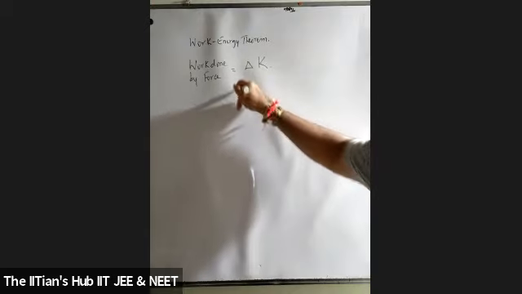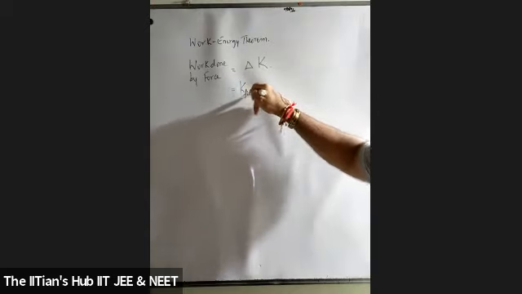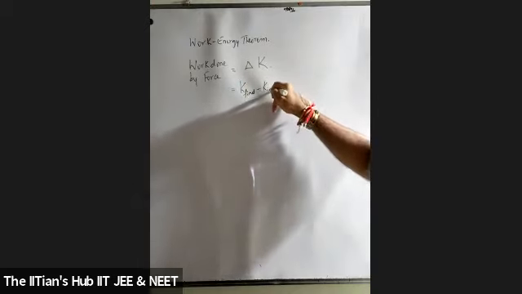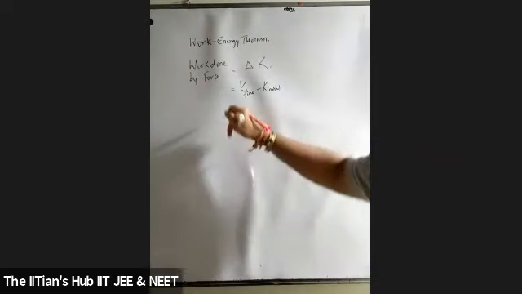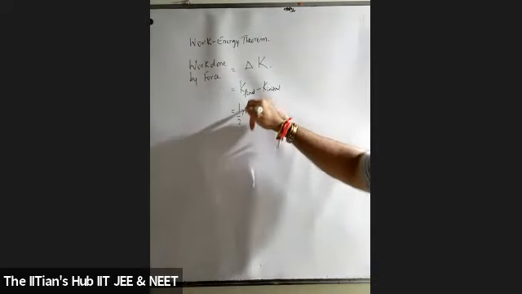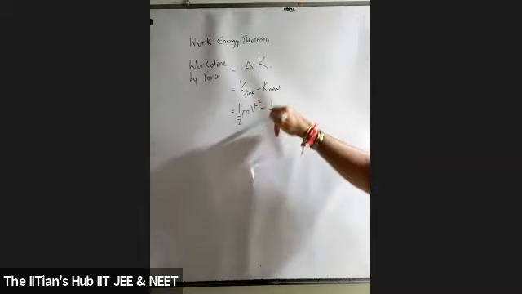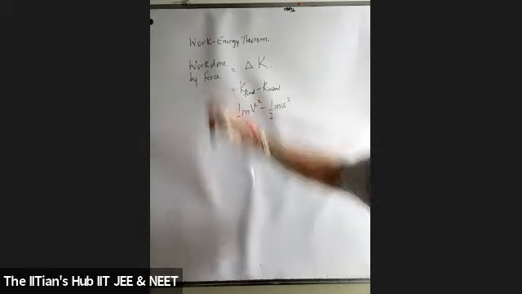Change का मतलब क्या हुआ? Kinetic energy final minus kinetic energy initial. ये ध्यान में रखना. Kinetic energy final का फॉर्मूला क्या होगा? Half m v square minus half m u square, and that's work done.